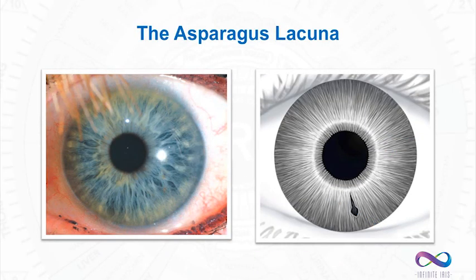Here's an interesting lacuna shape called the asparagus lacuna. We usually see it in the lower extremities. The asparagus lacuna looks like an asparagus. It's a topostabile sign. It's a tendency for a degenerative or chronic condition in that area. And in this case, we see it in the left iris, in the area of the uterus and the prostate.